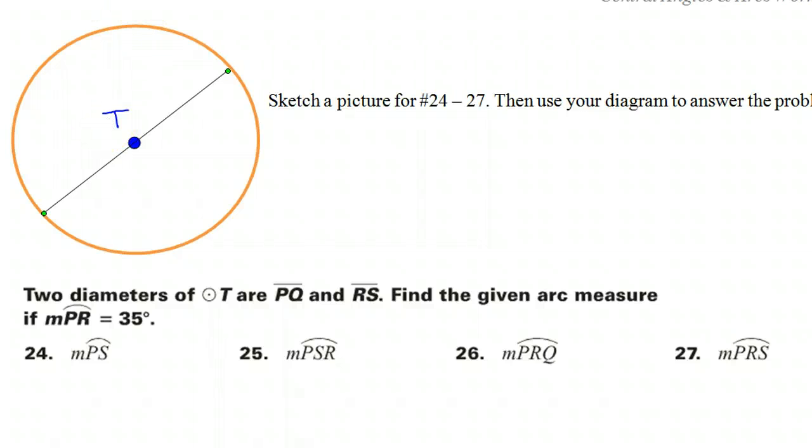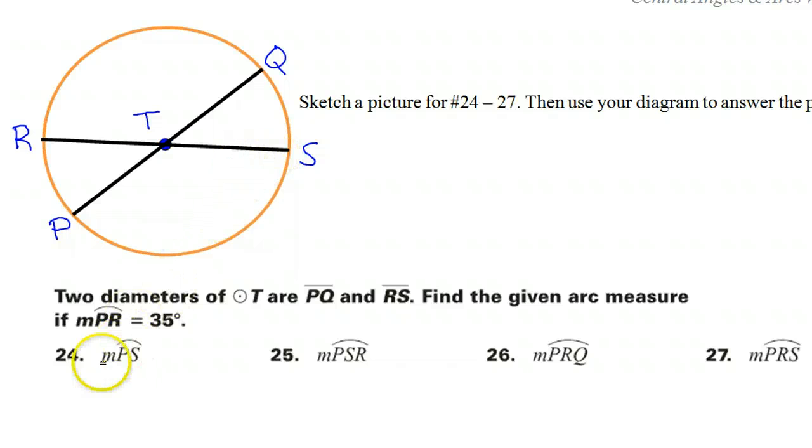Now, PQ and RS are diameters. So let's draw that. Alright, PQ and RS. Alright, so there's a diameter. So let's call this PQ. Alright, and now let's draw diameter RS. Alright, so there's our diagram. Now, find the given arc measure if arc PR, measure of arc PR is 35 degrees. Okay, so arc PR is right here, and this is 35 degrees. So that's what we're given.